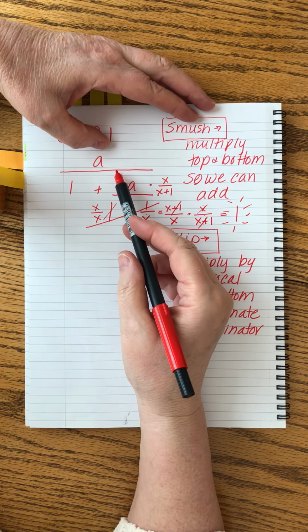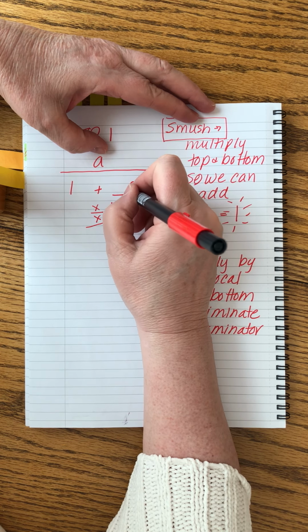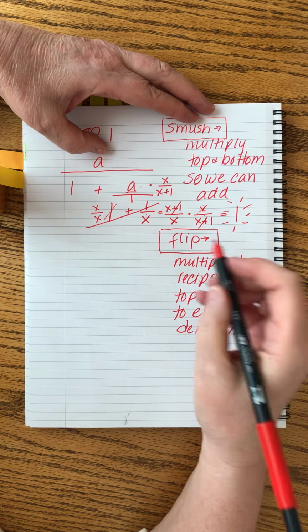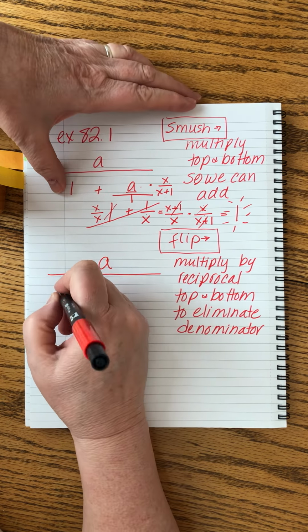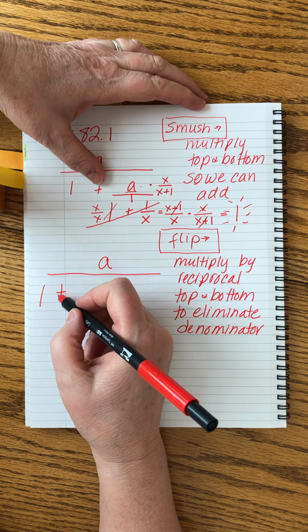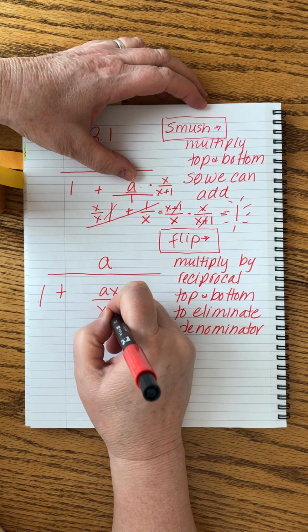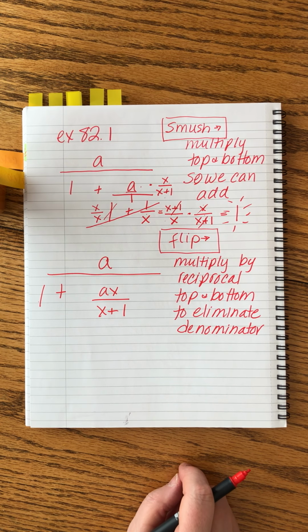So now our problem, I'm gonna multiply these two together. This is over 1, if that helps you. So it's ax over x plus 1. But I'm gonna rewrite the whole problem. There's the big A. There's the 1. Whoops. There's the 1 plus, and now we have ax over x plus 1. We're making progress. Okay. So now we follow our rules again.